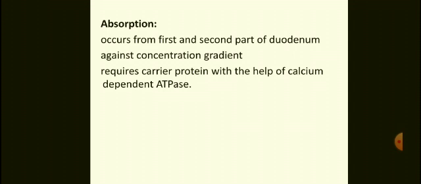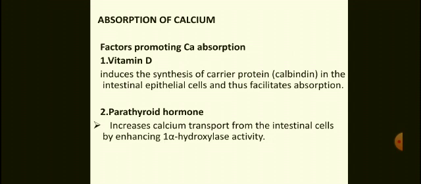Again, absorption of calcium. Absorption of calcium occurs from first and second part of duodenum against a concentration gradient, which requires energy, and it requires a carrier protein with the help of calcium dependent ATPase. There are certain factors which promote calcium absorption. One is vitamin D, and second one is parathyroid hormone. So these two hormones promote calcium absorption.